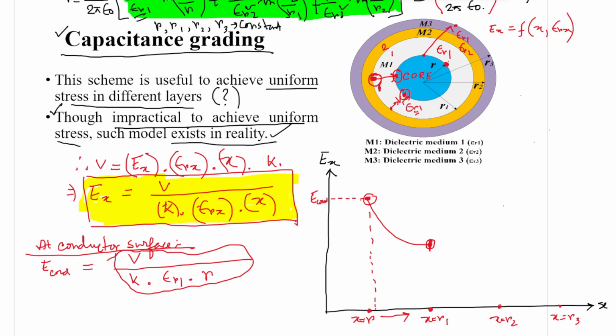dielectric medium 1. I repeat, the moment you are sitting on this point number 1, you are no longer under the influence of dielectric medium 1. Now you are influenced by dielectric medium 2. So the moment you come to point number 1, it experiences a certain medium change.